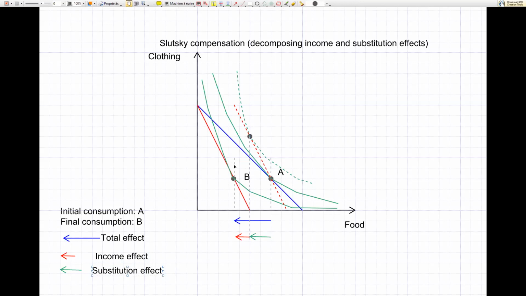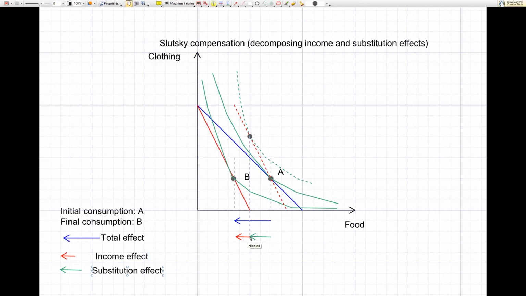All right, so what can I say now? Well, I see that the substitution effect is negative. Well, it's always negative in the sense that if there is an increase in the price of food relative to clothing, then people always want to reduce their consumption of food.